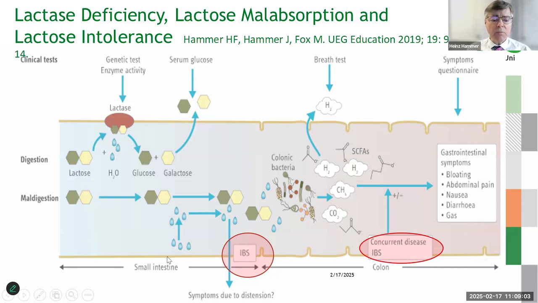In this graph, which depicts the small intestine and the large intestine, I want to first demonstrate what happens under normal conditions when lactase activity is normal. Lactase is a membrane-bound disaccharidase which digests the disaccharide lactose into its monosaccharide components, glucose and galactose, which then are absorbed into the bloodstream.